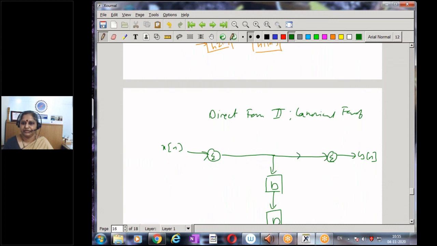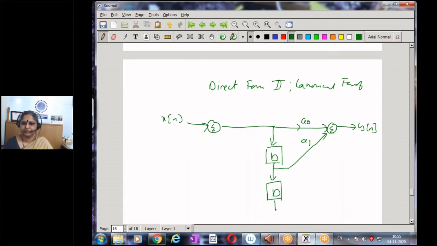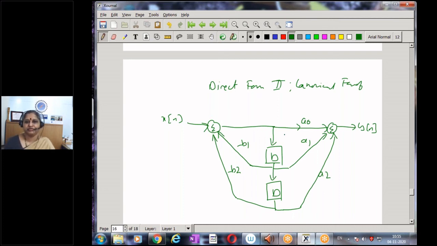And so this is going to be my a0, a1, a2. This will have again minus b1 and minus b2. So we see here, instead of using 4 delay elements, I am just using 2 delay elements, and then I'm able to implement the same second order system. So this is an improved method of implementing the given difference equation.